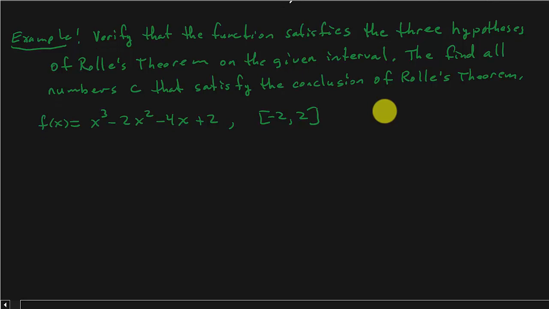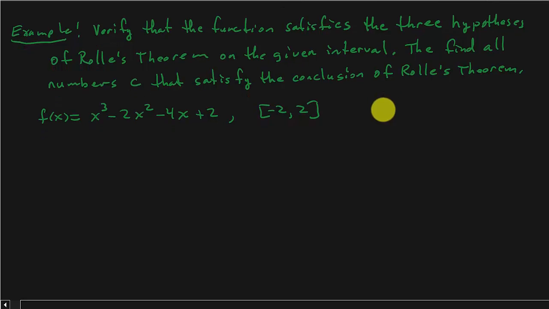All right. So here is our last example. This is the one from Rolle's theorem. It says verify that the function satisfies the 3 hypotheses of Rolle's theorem on the given interval. And once again, then find all numbers c that satisfy the conclusion of Rolle's theorem. All right, so I've got f of x is equal to x cubed minus 2x squared minus 4x plus 2, and on the interval -2 to 2.